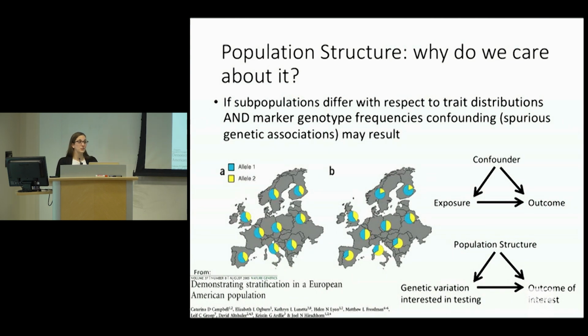Now, population structure is really important to understand and take care of in genetic association studies, because if there are subpopulations within your data and you don't know about it, and they differ with respect to both the trait distributions and the marker genotype frequencies, confounding and spurious associations may result. This is a typical epidemiological confounding model, where my confounder is population structure. I have subpopulations within my data. Even within European samples, it is known that population structure exists, where the subpopulations are associated with your genetic variants of interest, and your subpopulations are associated with differential prevalence of your outcome. You can get a spurious association between your genetic variant and your outcome of interest.